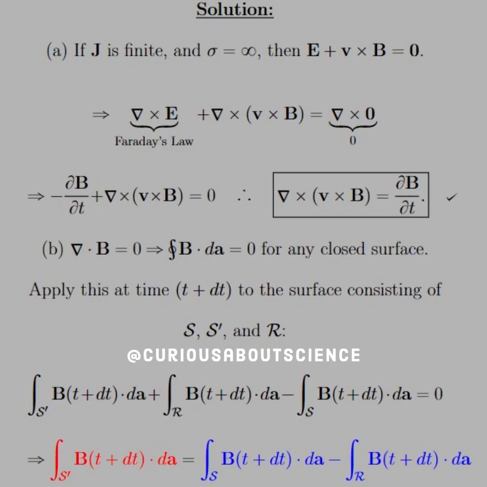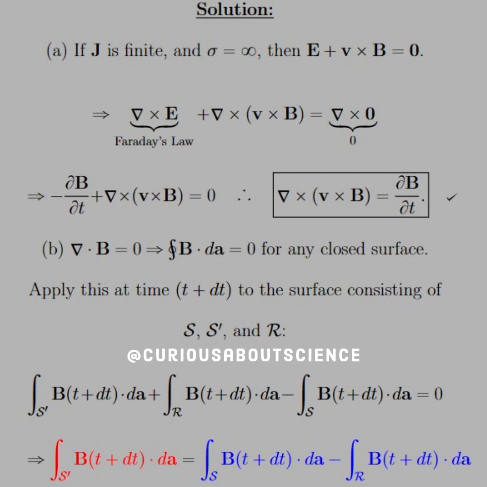So if J is finite and sigma, the conductivity, is infinite, then we see that E plus V cross B has to equal 0. There's really nothing to deal with there, since J is finite and the conductivity is infinite. If we divide, we have J over sigma, and anything divided by infinity goes to 0, so that makes sense. Well, not anything, but in this case, a finite divided by infinity goes to 0.